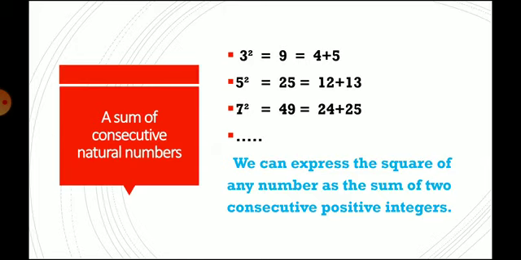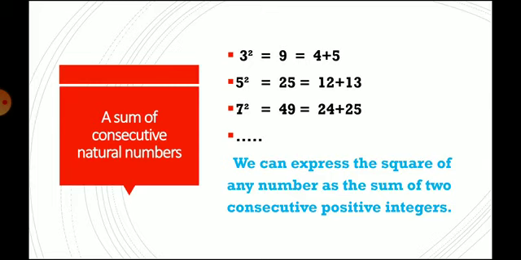Okay, yes. See the next one, 5 square, that is 25. Then we can add: if I take one number, after that I want to take the next number after the number I took. Here I just took 12, so I should take 13 as the next number. So 12 plus 13 we can get 25.